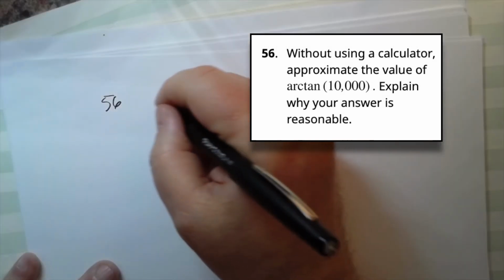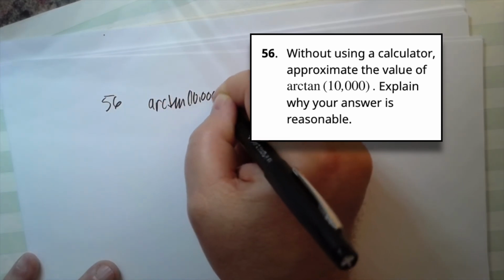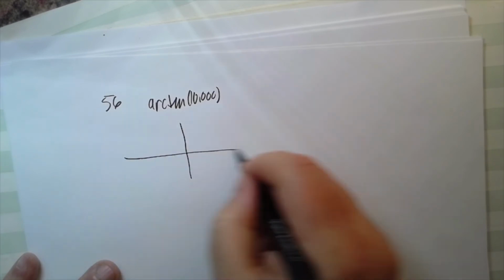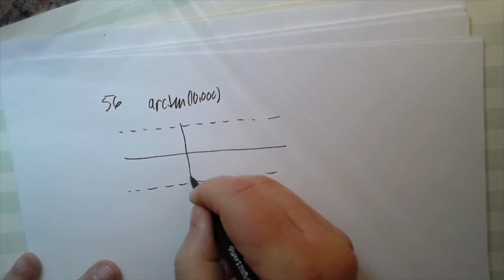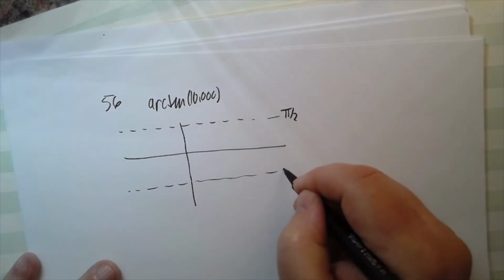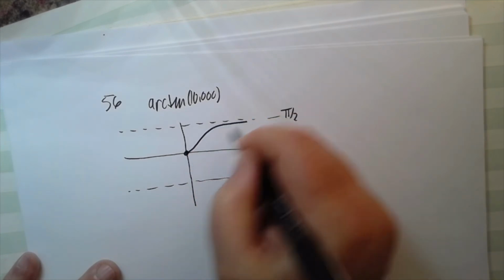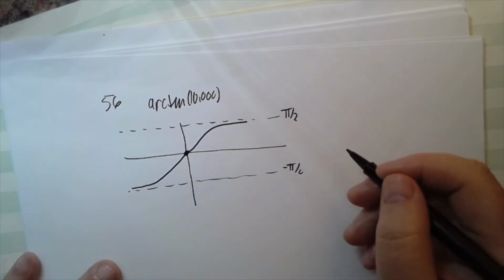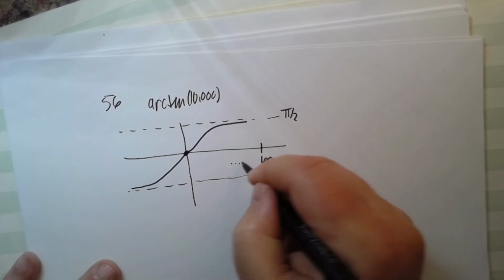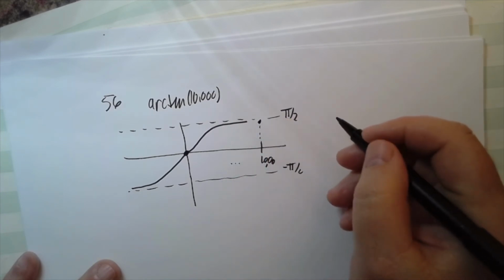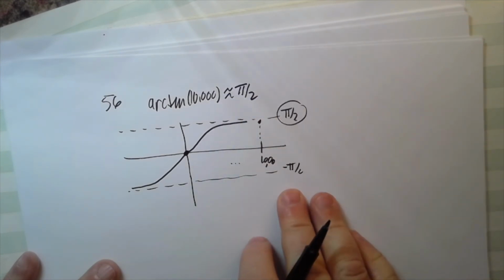Approximate, without using your calculator, arctangent of 10,000. Now, what we know is that we have these two horizontal asymptotes at pi over 2 and minus pi over 2. And we know at 0, it goes up like this. Now, if I go out to 10,000, which is way out here somewhere, then we're pretty close to pi over 2. So this is approximately pi over 2 because it's close to the asymptote.